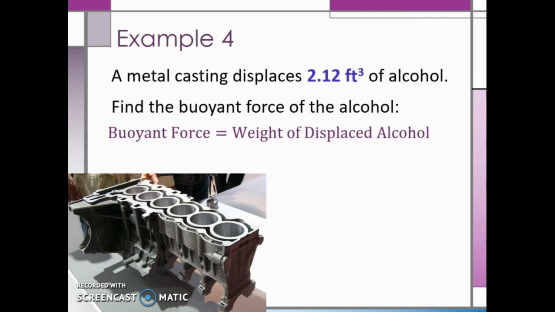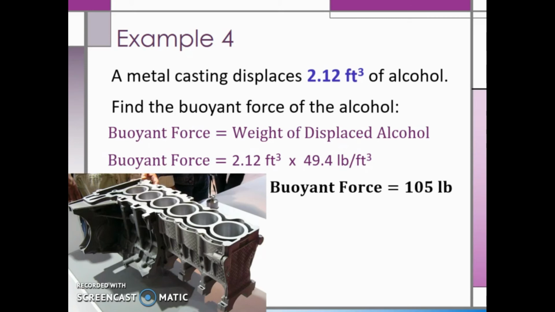We can find the weight by taking the volume of the alcohol displaced multiplied by the weight density of the alcohol. The alcohol displaces 2.12 cubic feet, and the weight density of alcohol is 49.4 pounds per cubic foot. Multiplying, we see that the buoyant force is 105 pounds. This concludes our discussion on hydrostatics and Archimedes' principle.